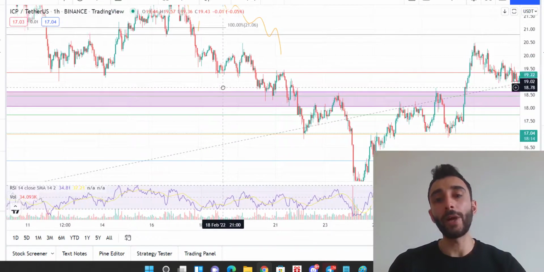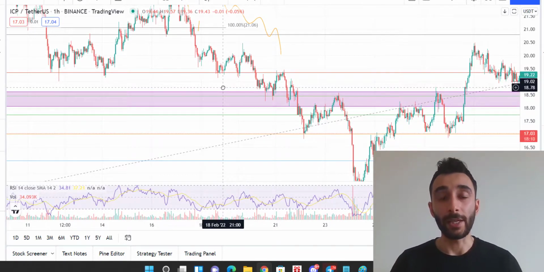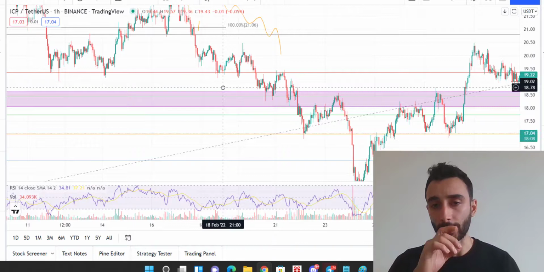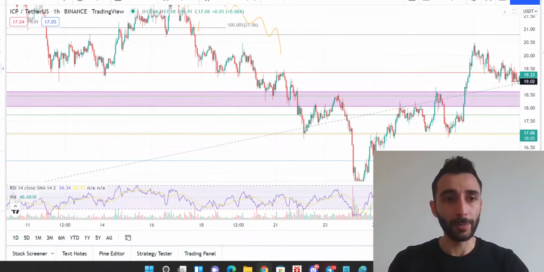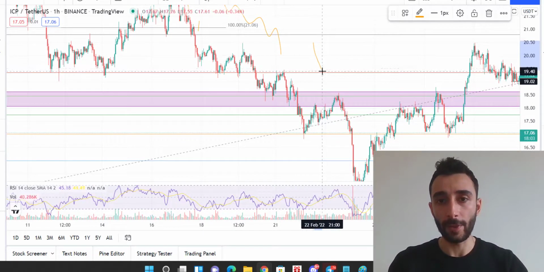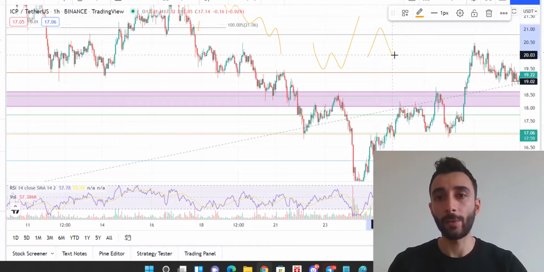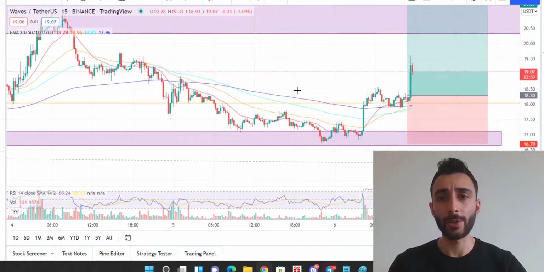Now, before I take my short, I use just simple patterns, either double top or double bottom. So a double bottom is basically like we will have 1, 2, then we go up. Or I have 1, 2, and then we go down, like a trade I was just taking right here.